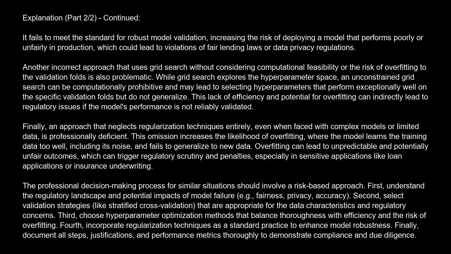Another incorrect approach that uses grid search without considering computational feasibility or the risk of overfitting to the validation folds is also problematic. While grid search explores the hyperparameter space, an unconstrained grid search can be computationally prohibitive and may lead to selecting hyperparameters that perform exceptionally well on the specific validation folds but do not generalize. This lack of efficiency and potential for overfitting can indirectly lead to regulatory issues if the model's performance is not reliably validated.